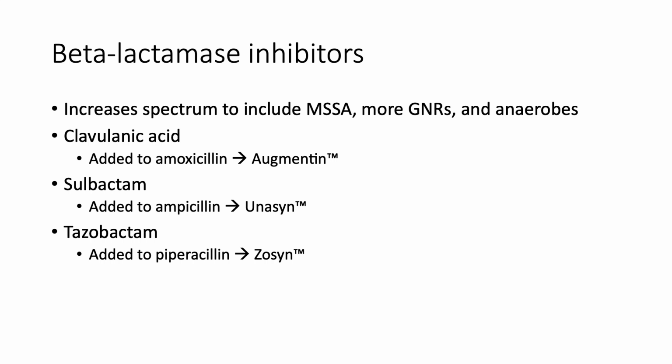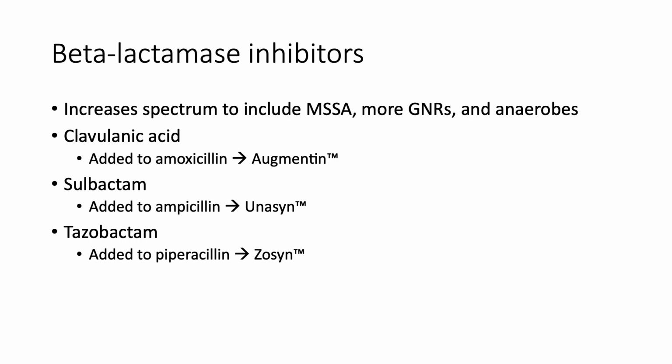So there's another class of antibiotics called beta-lactamase inhibitors that can be added to penicillins to increase their spectrum so that it will cover Staph aureus, and it also improves their spectrum against gram-negative rods and anaerobes. And so clavulanic acid is one beta-lactamase inhibitor. It can be added to amoxicillin.